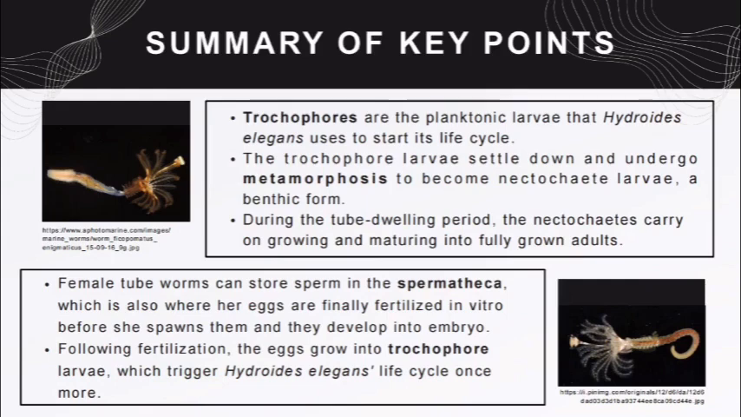Female tube worms can store sperm in the spermatheca, which is also where her eggs are finally fertilized, before she spawns them and they develop into embryos. Following fertilization, the eggs grow into trochophore larvae, which trigger the Hydroides elegans life cycle once more.